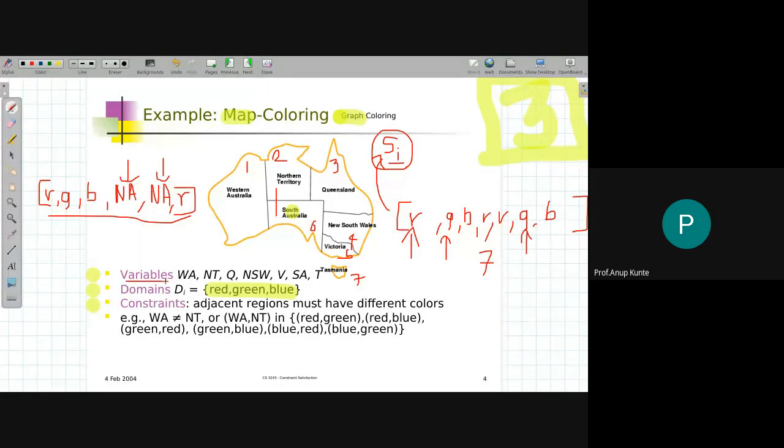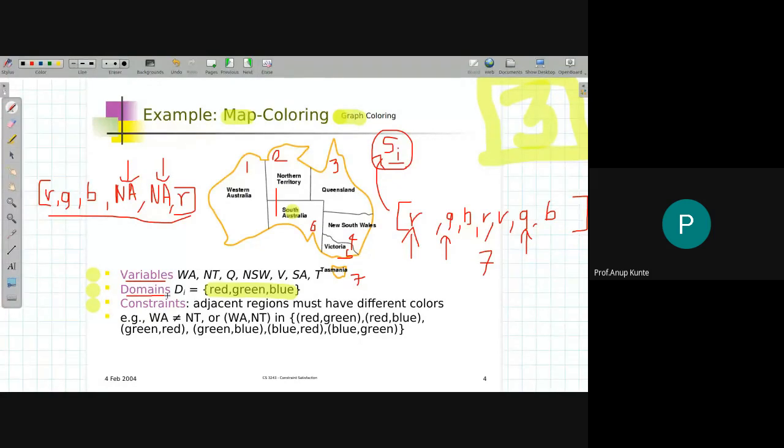Number one is, what are the variables that define a complete state. Then I should know what are the domain or domains of the variables. All the variables may have the same domain or different domains. As far as the graph coloring problem is concerned, all the variables have the same domain. That is, I can choose from the same palette the color that I assign to a particular region.